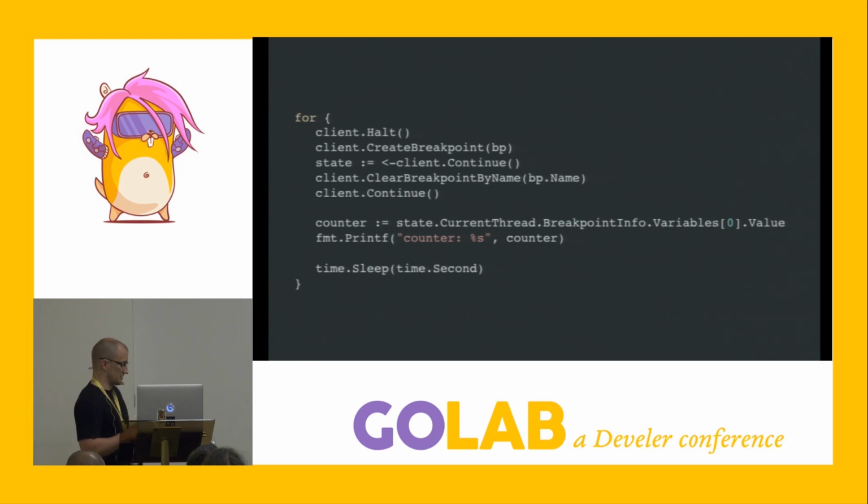What that does is make it so any future invocations of doWork don't get impeded by the breakpoint. Once that's cleared, we can read the value from the debugger state and report it, just a string, and then sleep every second. So every second we wake up, halt the process, create the breakpoint, continue till the breakpoint is hit, and once it's hit, clear the breakpoint, continue, and then report the value.